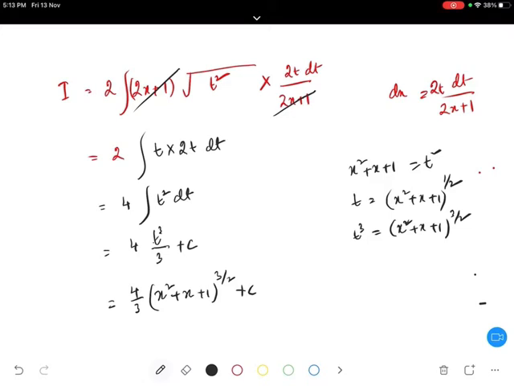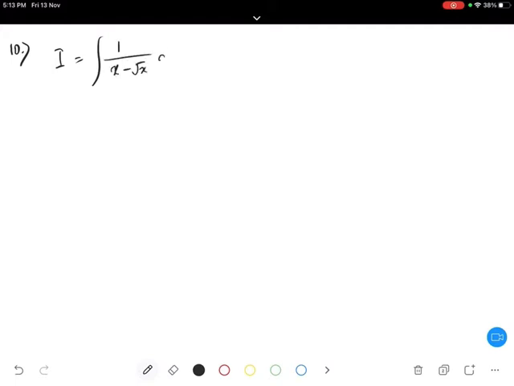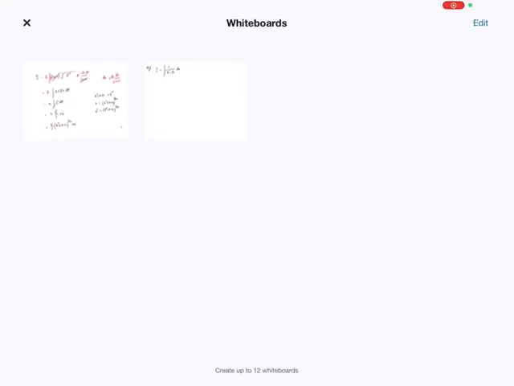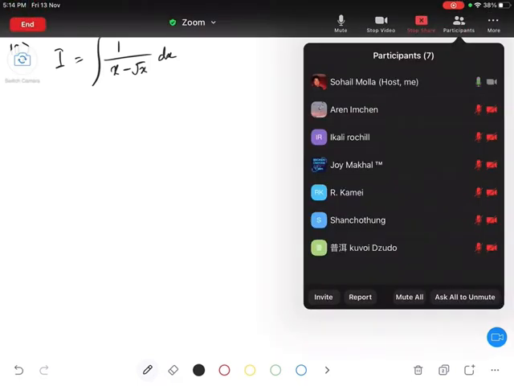Now we have the next question as question number 10. So in question number 10, what do we see? I is equal to what? We have to do integration of 1 by x minus root x. So we have to integrate this one. Now how will I do that? How are we going to do this one? Now this is just basic integration.